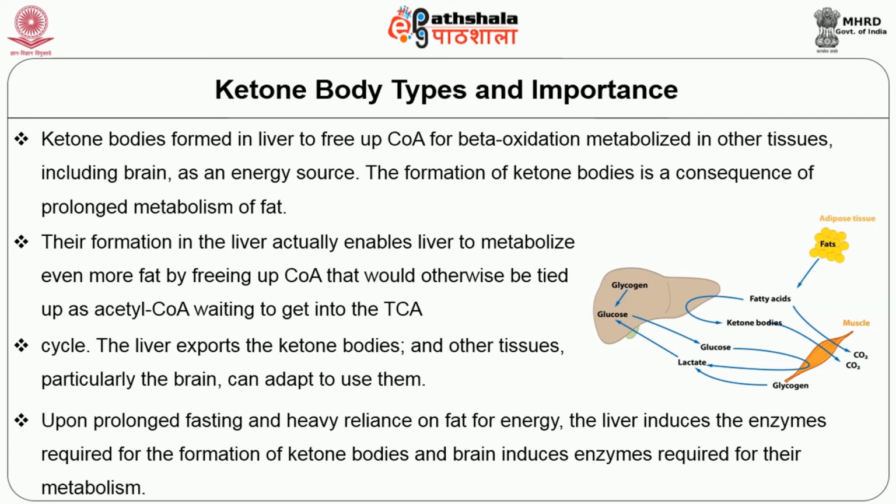The formation of ketone bodies in the liver actually enables the liver to metabolize even more fat, by freeing up CoA that would otherwise be tied up as acetyl-CoA waiting to get into the TCA cycle. While increasing the metabolism of fat through beta oxidation, much of the mitochondrial CoA pool may become tied up as acetyl or acyl-CoA. Upon prolonged fasting and heavy reliance on fat for energy, the liver induces the enzymes required for the formation of ketone bodies, and brain induces enzymes required for their metabolism.